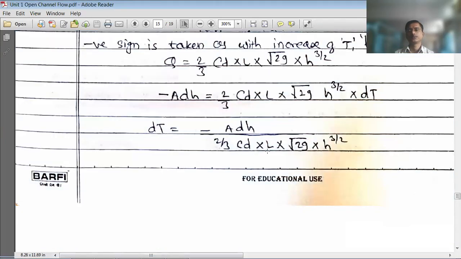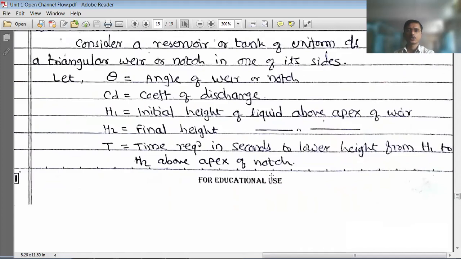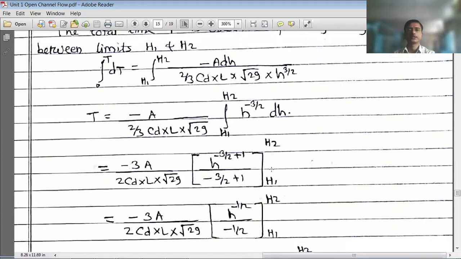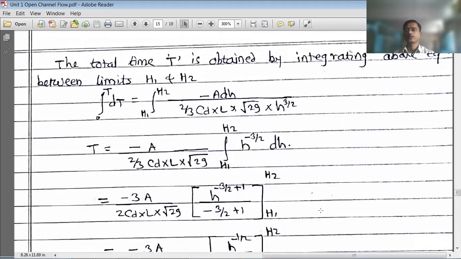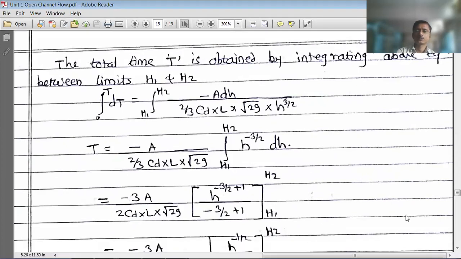dt is equal to this thing I will get, right? Now here dt is the short duration of time, but I want how much total time is required to lower the height from h1 to h2. So for that time capital T, I will integrate that dt between the limit 0 to capital T.